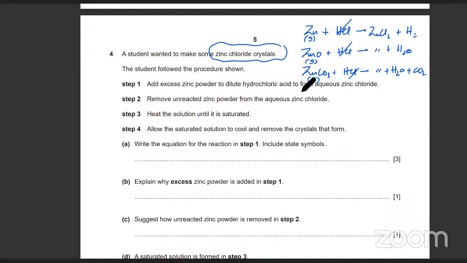So add excess zinc powder to hydrochloric acid, remove the unreacted zinc powder, heat the solution until it is saturated, and then it's crystallizing, right? The equation for the reaction in step number 1, we did that. That's the first one. Explain why excess zinc powder is added. You add excess zinc क्यों? So that all the HCl gets used up. Clear? Yes.